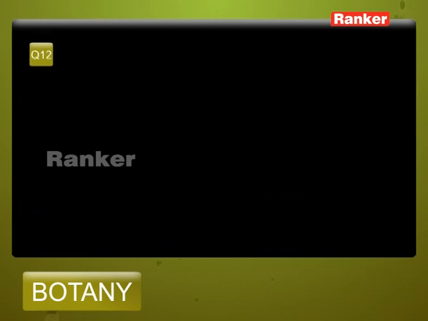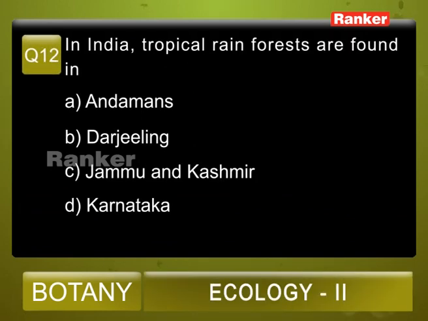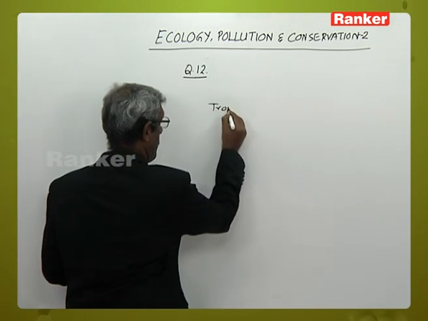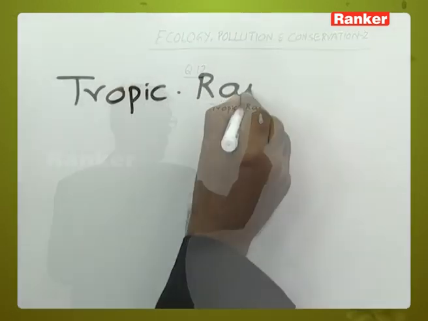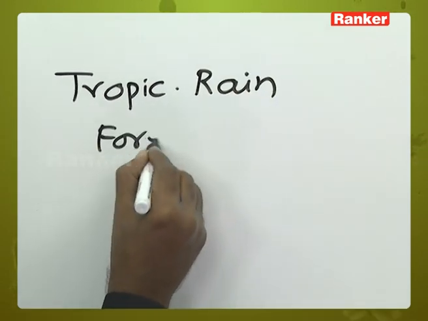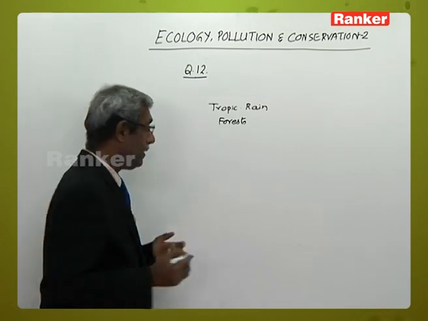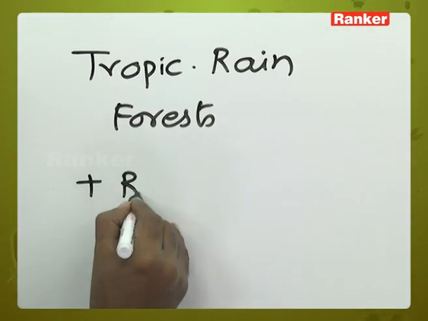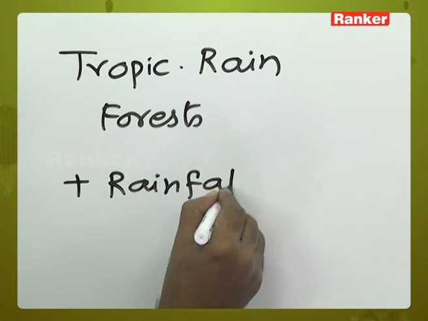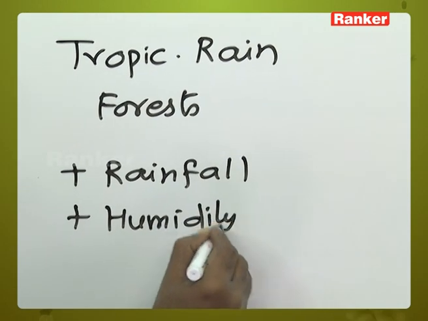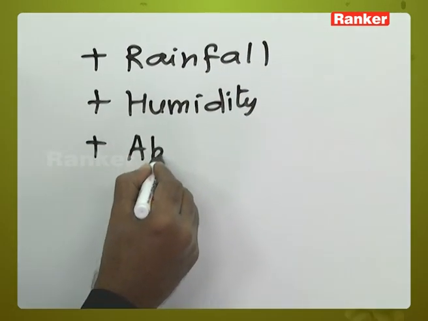Question number 12. In India, tropical rainforests are found in A. Andamans, B. Darjeeling, C. Jammu and Kashmir, D. Karnataka. Normally, the tropical rainforests are present on either side of the equator, wherein there is high rainfall as well as high humidity, along with abundant sunshine.